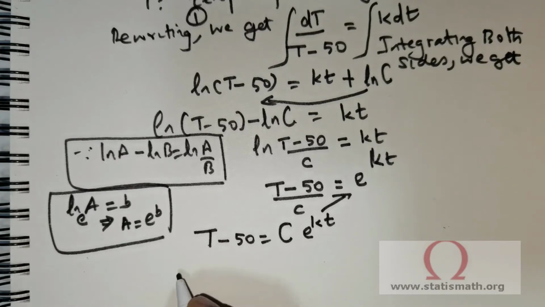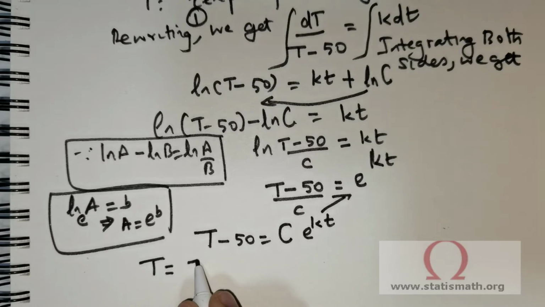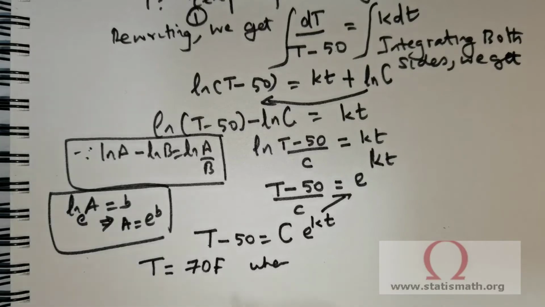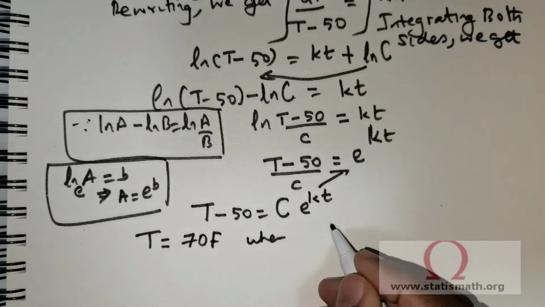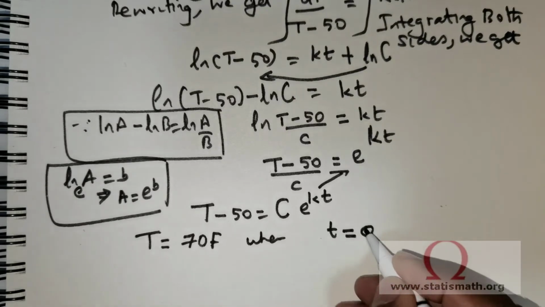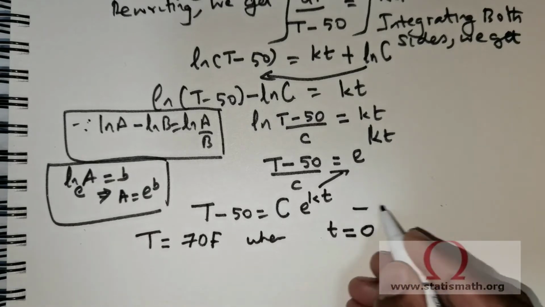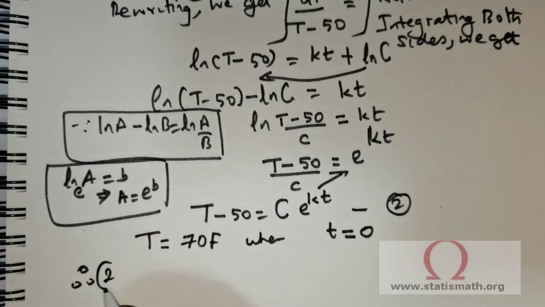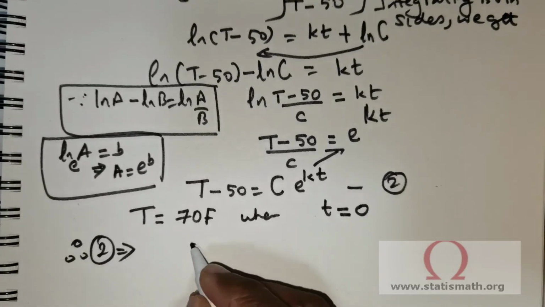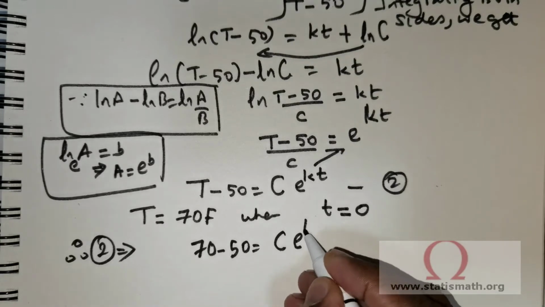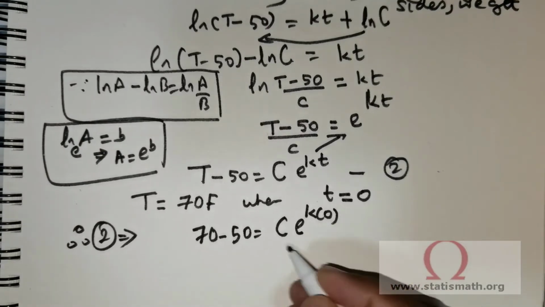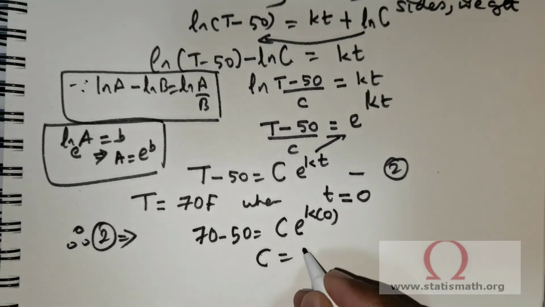Now, we are given the following information. The body temperature has been found to be 70 F at the initial time. That was the first time the detective finds the body and records the temperature, and he finds it to be 70 F. So we take that value of small t to be 0. If I take this as 2, then 2 is rewritten as 70 negative 50 is equal to C times e raised to the power K times 0. This is going to be equal to 1. So C will be 70 negative 50, that's going to be 20.